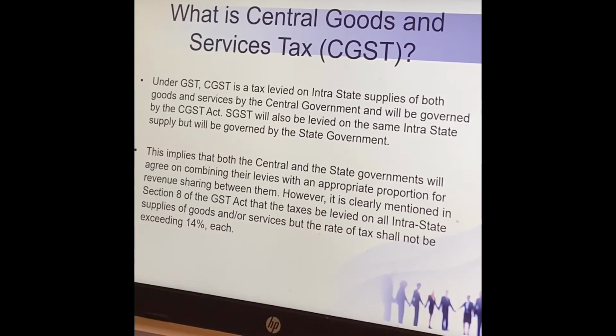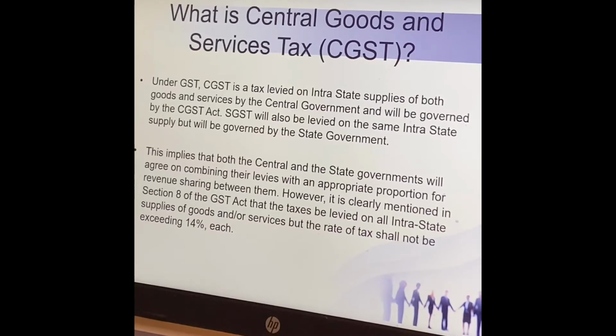Now we'll understand the details of GST, like what is CGST, then later SGST, then IGST. We'll start with CGST. CGST is a tax levied on intrastate supplies of both goods and services by the central government and will be governed by the CGST Act. SGST will also be levied on the same intrastate supply but will be governed by the state government. So that's the difference: CGST is governed by the central government and SGST is governed by the state government.